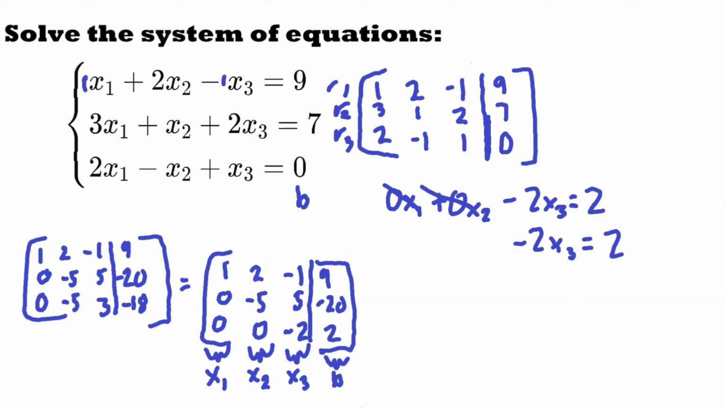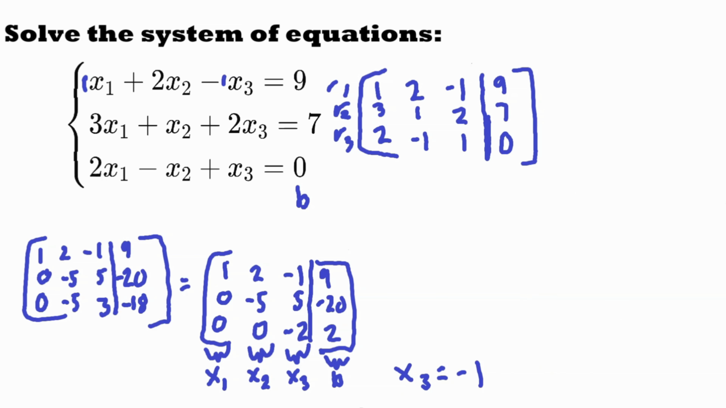2x3 is equal to 2, right? So we can simply solve for x3 that way by dividing by negative 2. So we get that x3 is equal to negative 1, okay? That's how easy that is. So we already got our first variable. Okay, so now we have our value for x3, right?